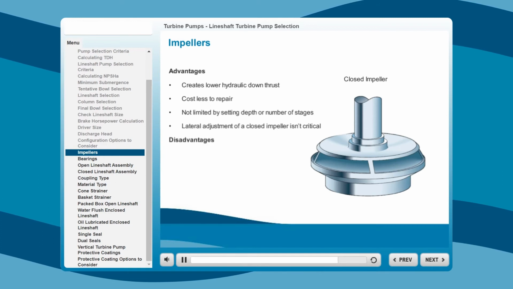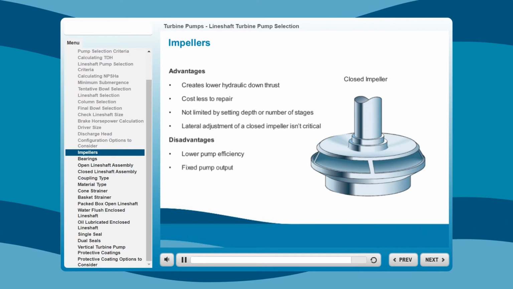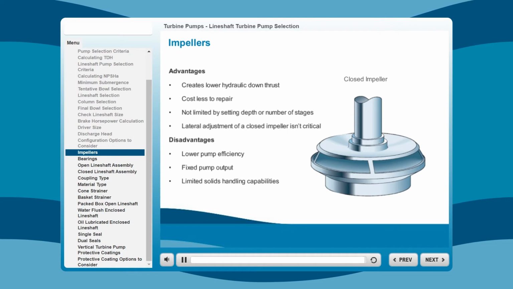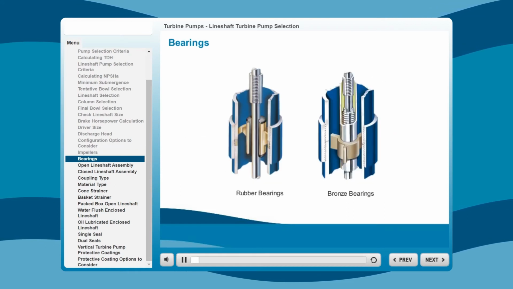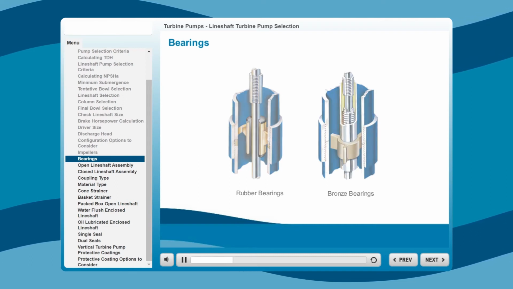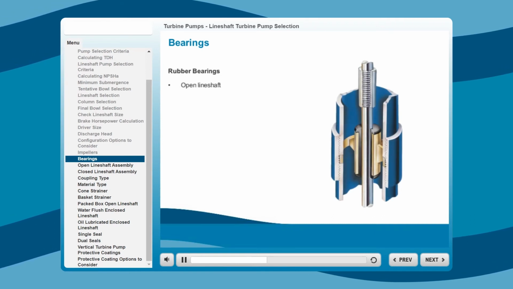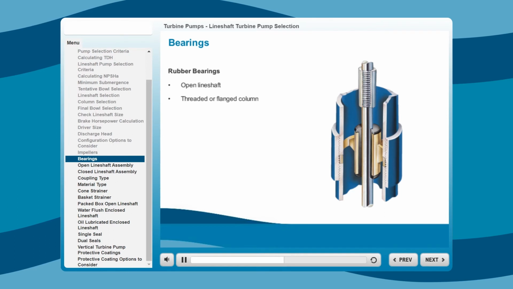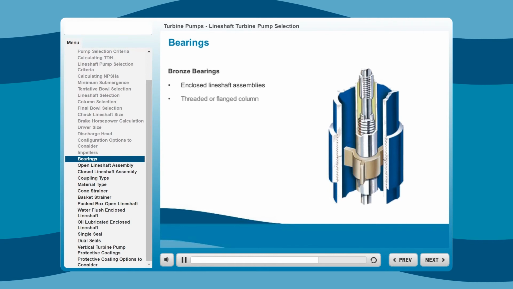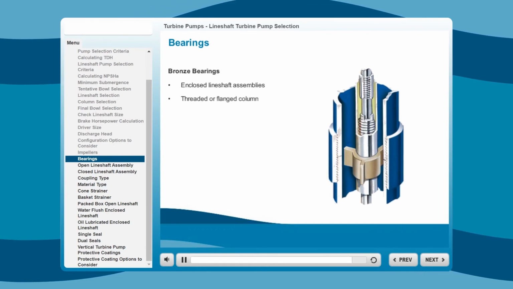However, closed impellers come with a cost. Lower pump efficiency and a fixed pump output are the main drawbacks of a closed impeller, along with limited solids handling capabilities. The choice of bearings is important because they support the shaft. There are two main types, rubber and bronze. Rubber bearings are typically used for open line shaft assemblies, with either a threaded or flanged column. Bronze bearings are used in enclosed line shaft assemblies, also with a threaded or flanged column. A third option is non-rubber bearings in an open line shaft assembly.